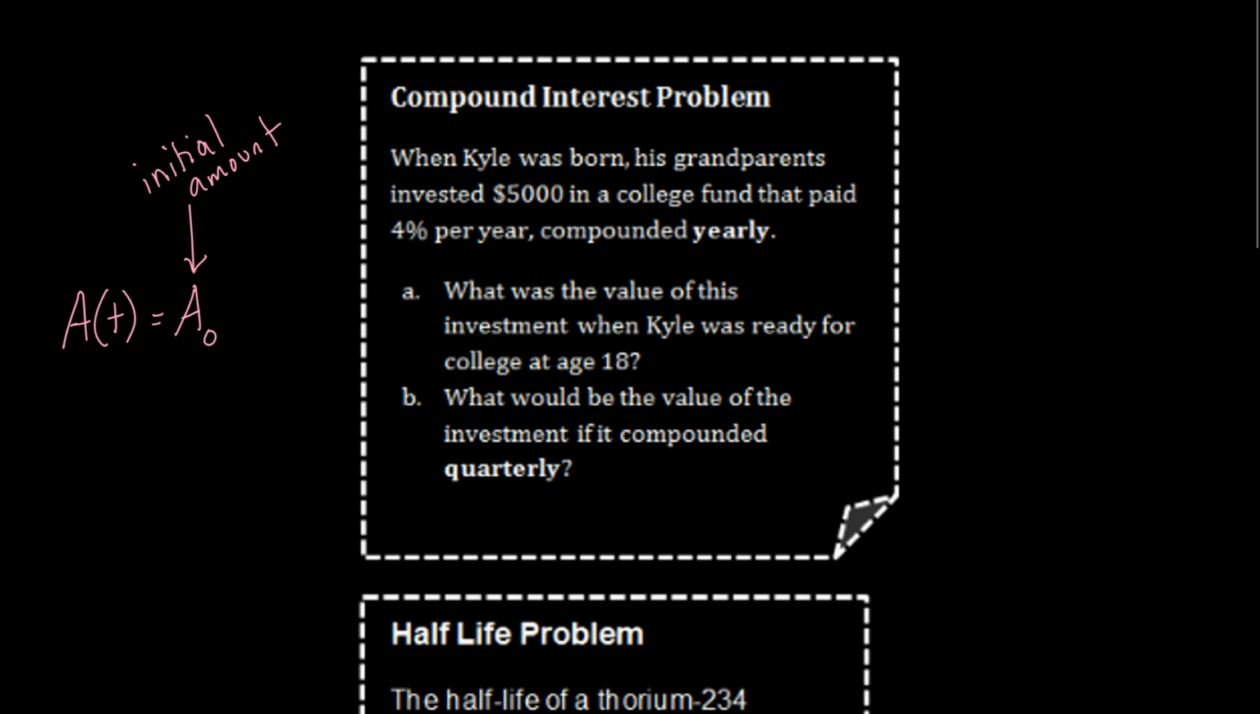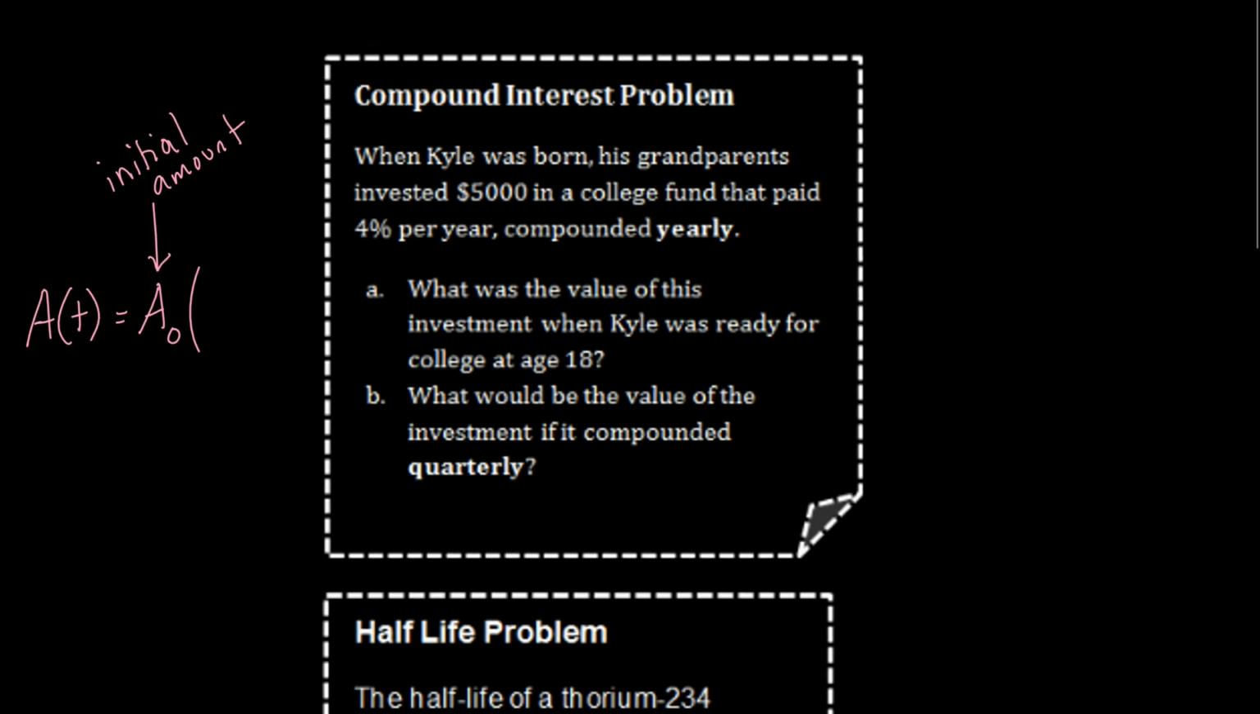And then it's times. Now, we're not using E, so what do you think we have to do with the rate? What did we do before, last unit, when we didn't have E with the rates? What did we do with the rates? We had to add what to it? Same thing here, because we're not continuously compounding. We have to add 1 to the rate. So 1 plus our rate.